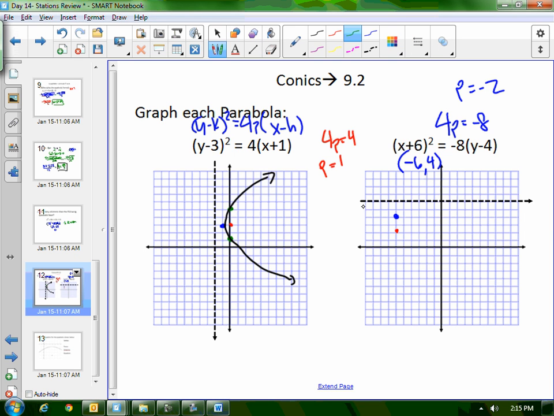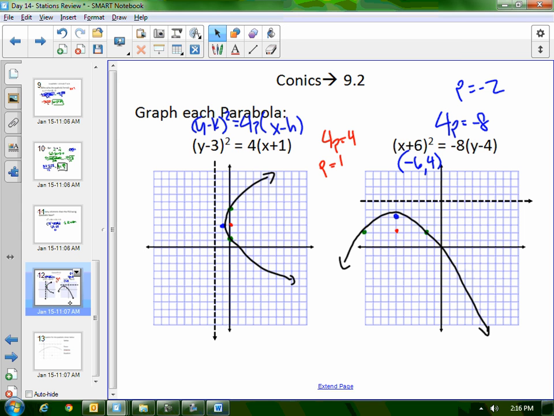And then, like I said, if these are 4 apart, I can say 1, 2, 3, 4, that's a point on the line, and 1, 2, 3, 4, that's a point on my parabola. So that's 4 away from the focus and the directrix. That's the definition of a parabola. Let's go ahead and connect those dots, and it's about as good as I'm going to do right now. So that's it. We've got one that opens to the right and one that opens down.